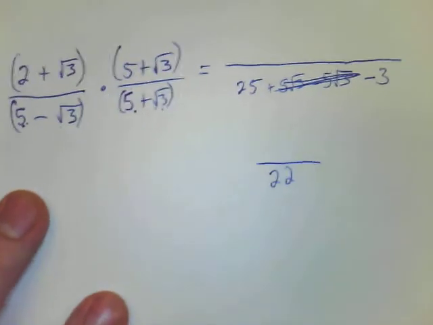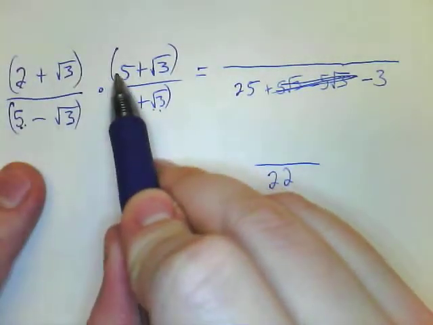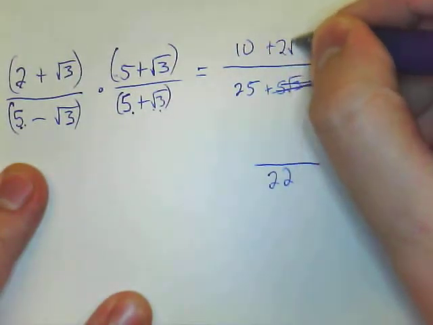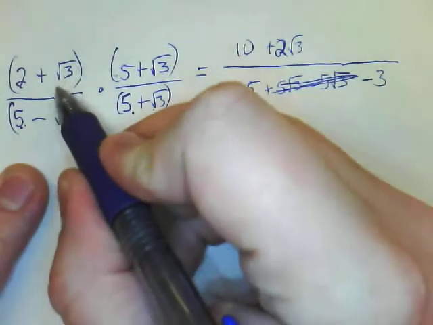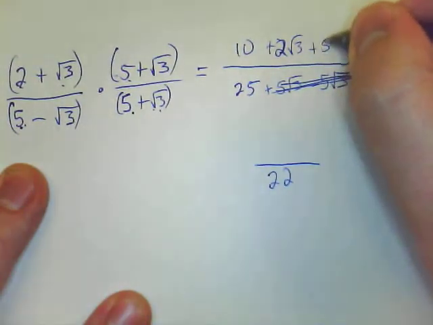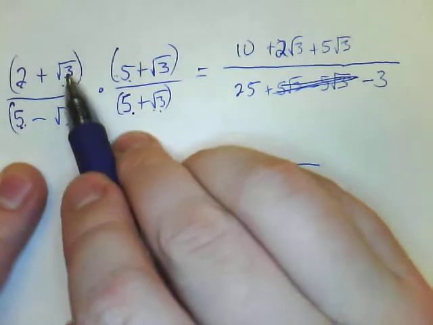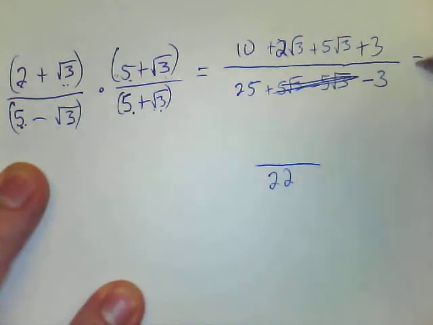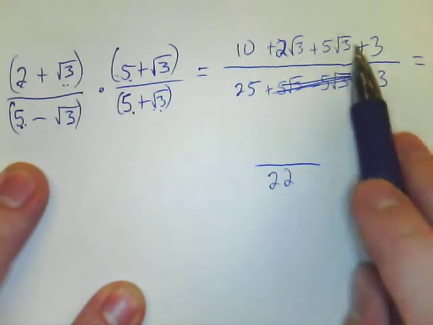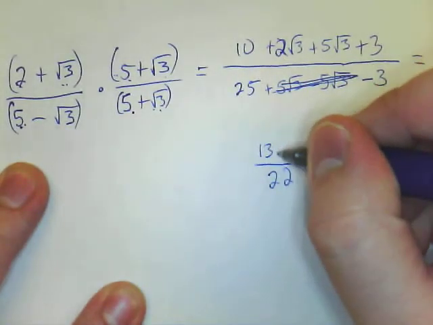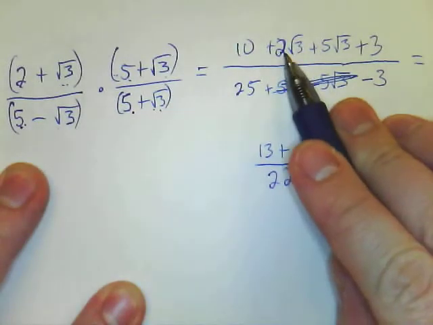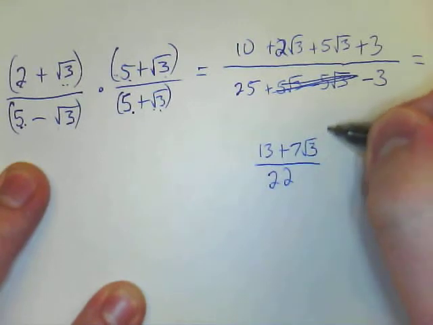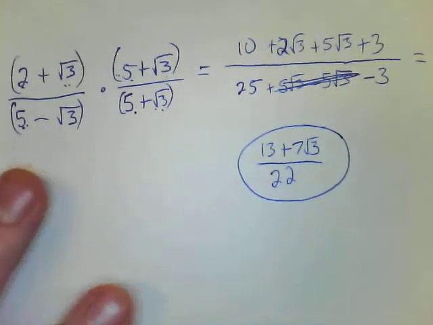Then on the top of the fraction, multiply this out again. 2 times 5 is 10. 2 times square root of 3 is 2 square root of 3. Then square root of 3 times 5, that's 5 square root of 3. And the square root of 3 times the square root of 3, that is 3. Then if we combine like terms, 10 and 3 make 13. And then 2 square root of 3 and 5 square root of 3 together make 7 square root of 3. So here it is with a rationalized denominator.